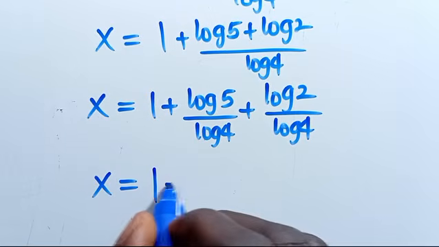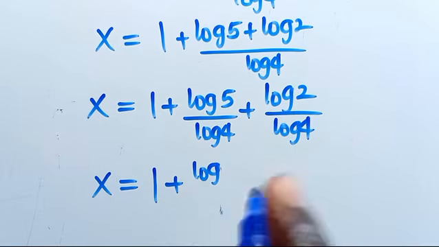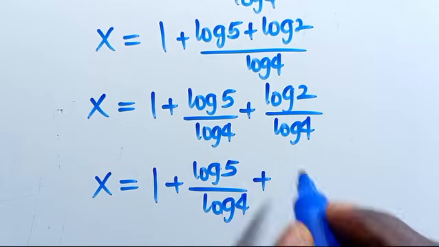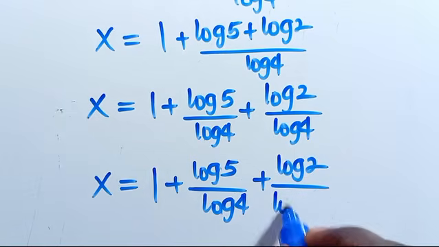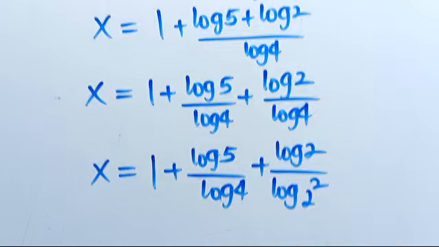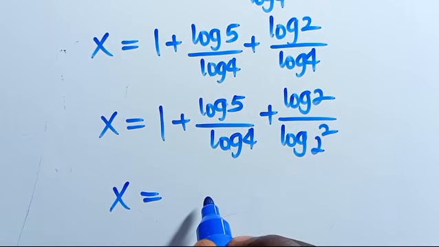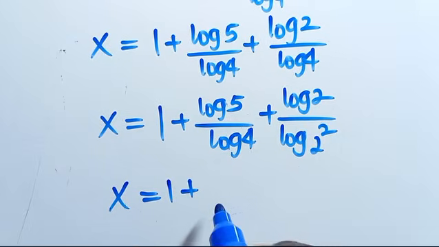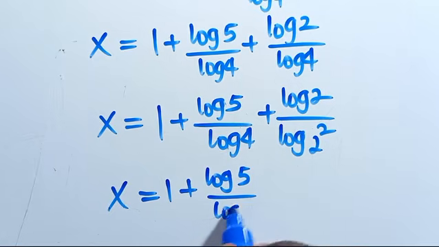x equals 1 plus log 5 over log 4, and this will be log 2 over, we can have 4 in base 2. So we have x as 1 plus log 5 over log 4.